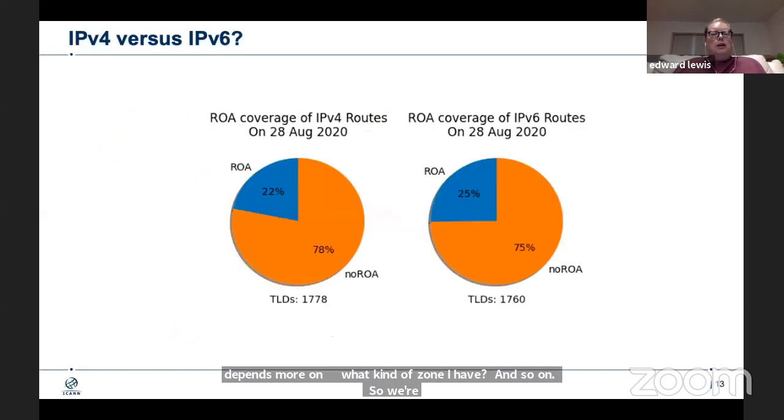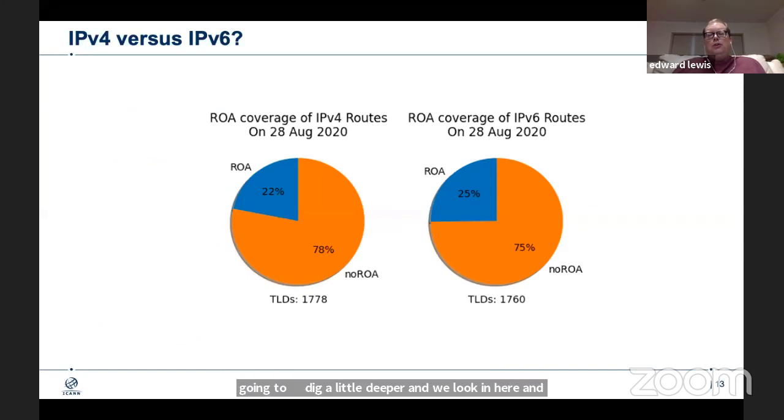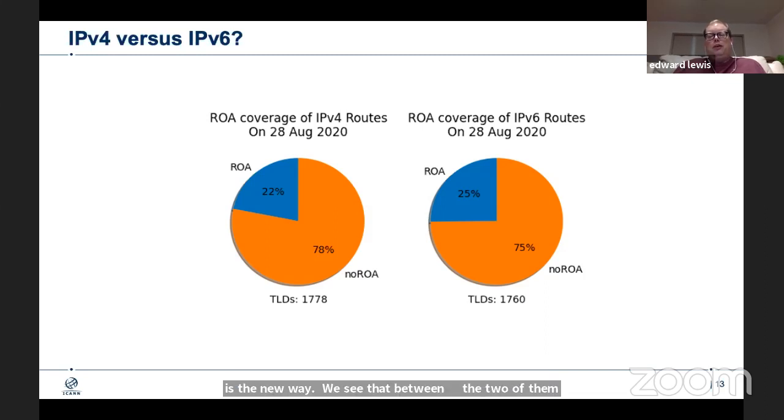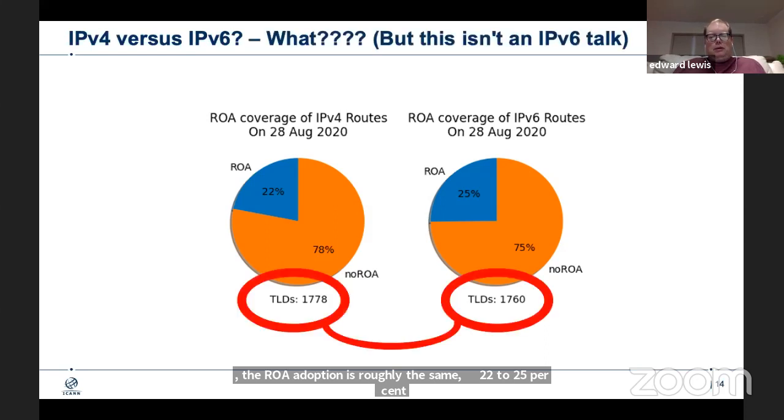And we look in here at IPv4 versus V6. This is a traditional split in the routing world. V4 is the old way, V6 is the new way. And we see that between the two of them, the ROA adoption is roughly the same, 22 to 25%. But what shocks me on this slide is actually at the bottom here. This has nothing to do with my talk, but there are at least 18 TLDs out there that don't have IPv6 name servers right now. And I've checked that a few times, and it's true.